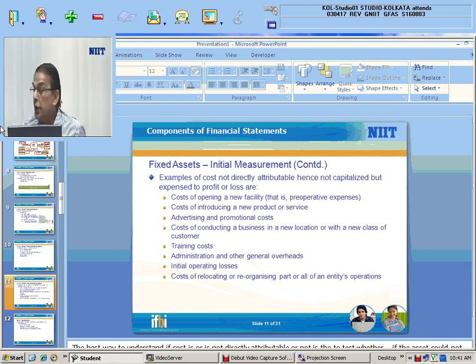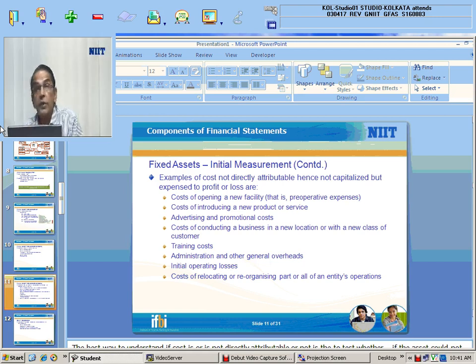Cost of introducing a new product or service. That is not a directly attributable cost. Advertising cost and promotional cost. These are not directly attributable costs. This cannot be capitalized. Cost of conducting a business in a new location or with a new class of customers. Again, not a directly attributable cost. Training cost, training of the employees. Not a directly attributable cost. Administration and other general overheads. They cannot be directly attributable costs.